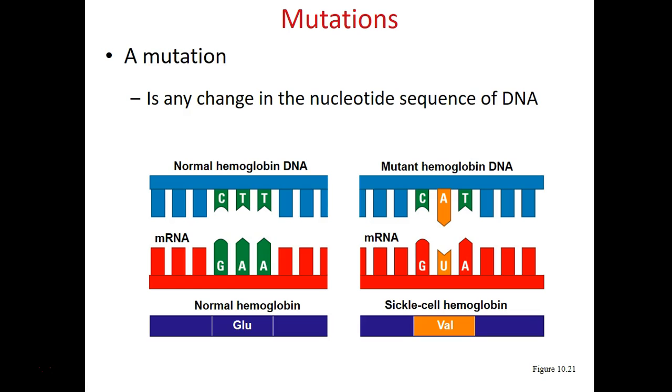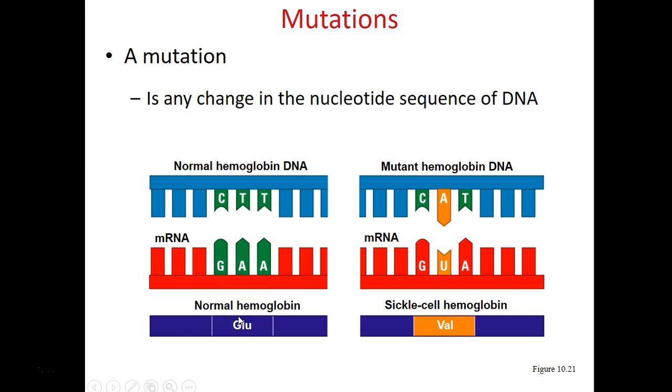So mutations occur when there's any change in the nucleotide sequence. So for example, and we're going to be talking a lot more about sickle cell later this semester, but if you have a sequence of DNA that's coding for hemoglobin, that's the protein that's in your red blood cells that allows you to carry oxygen. In your normal hemoglobin, one of the codons is CTT in DNA, and it codes for GAA in messenger RNA. And the amino acid that's coded for in that sequence of normal hemoglobin is GLU.